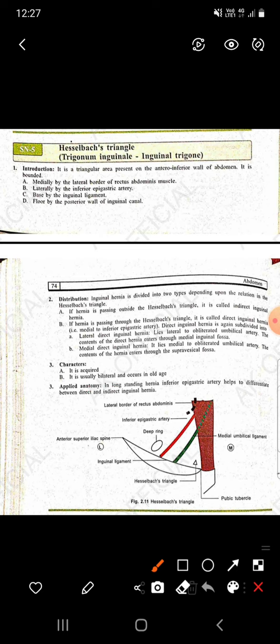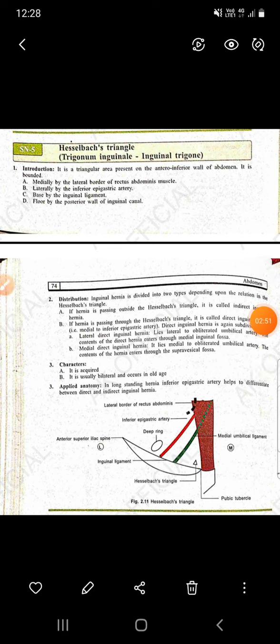So what is the applied anatomy here? In long standing hernia, the inferior epigastric artery helps to differentiate between direct and indirect inguinal hernia. Indirect hernia protrudes through the inguinal canal, and the direct hernia protrudes through the back wall of the abdomen.